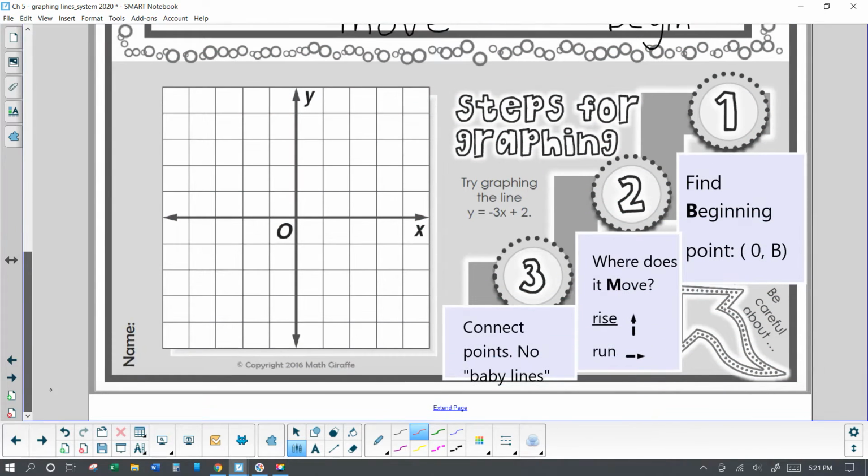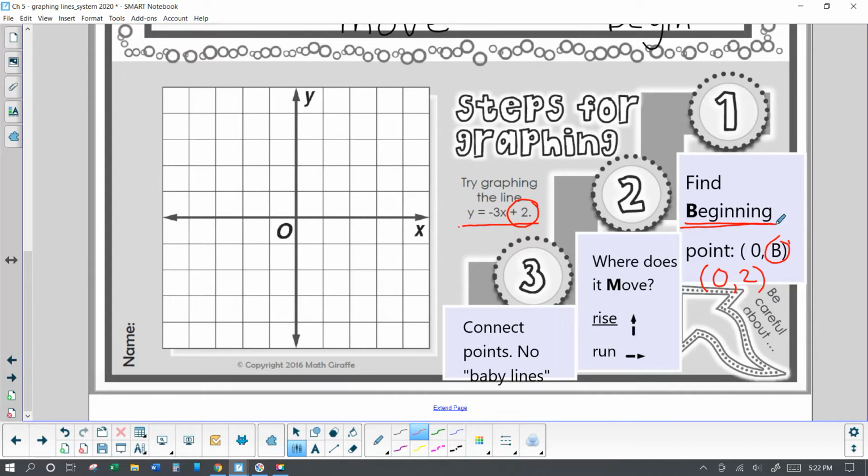Okay, so let's do some steps for graphing now. The first thing we want to do is find the beginning point. So let's graph this equation. The equation is y equals negative 3x plus 2. So the beginning point is going to be where x is 0, and then whatever our b number is. Here's our b number. So our point is going to be 0, 2. And that is where we are going to start.